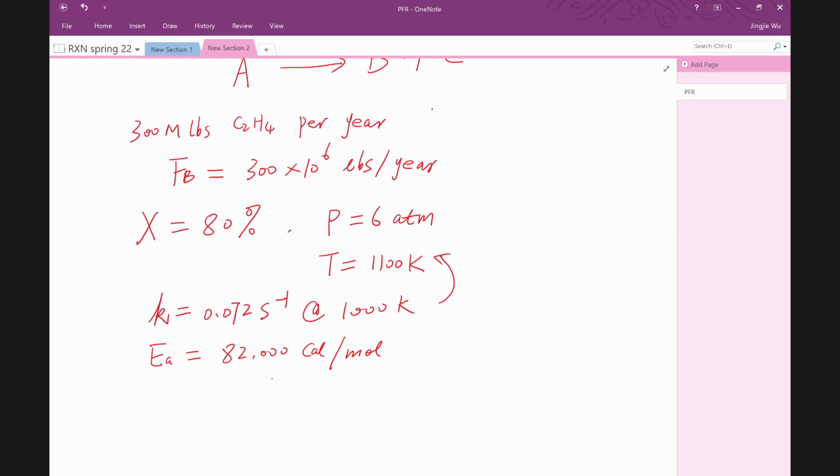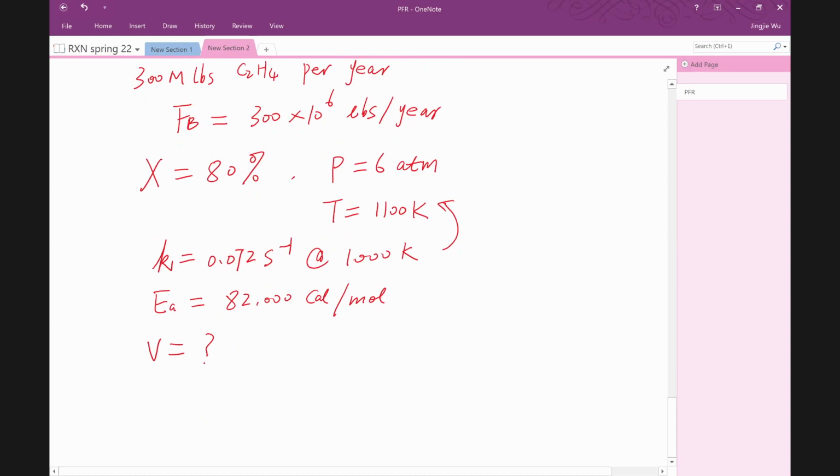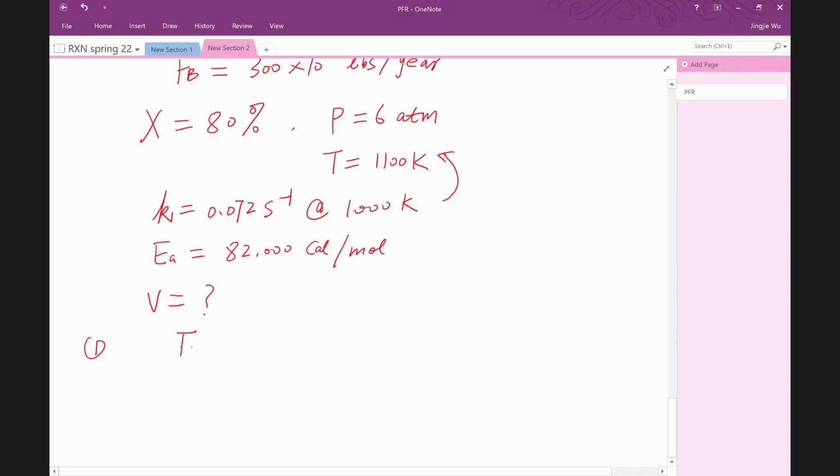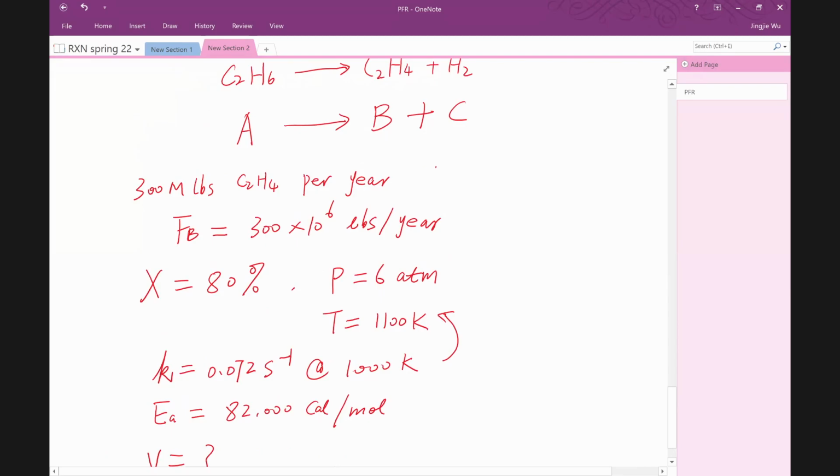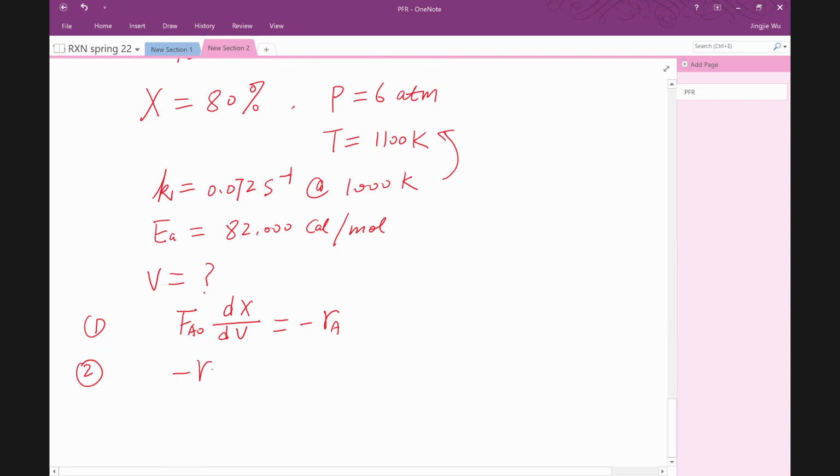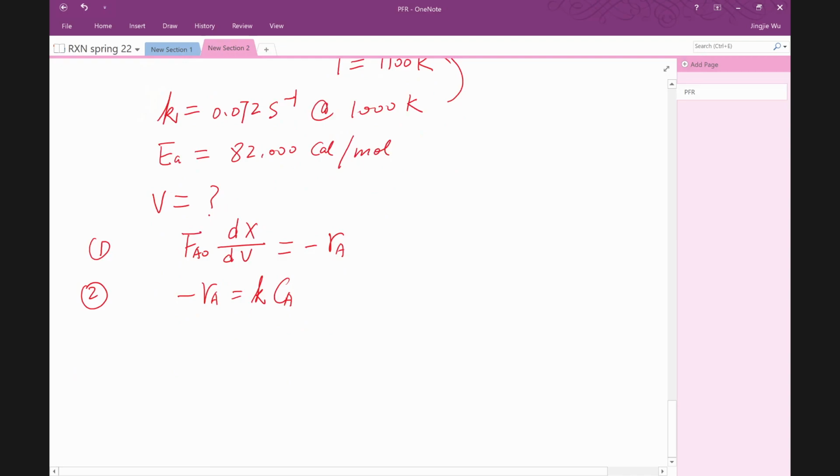And it asks you to calculate the PFR volume to achieve 80% conversion for ethylene. Okay, so how to solve it? Just follow the logic that we just talked about. So first of all, still the mole balances. Now this is a first order reaction, right? It's easy. So the rate law, we can write it easily, right? And the second is the stoichiometry.